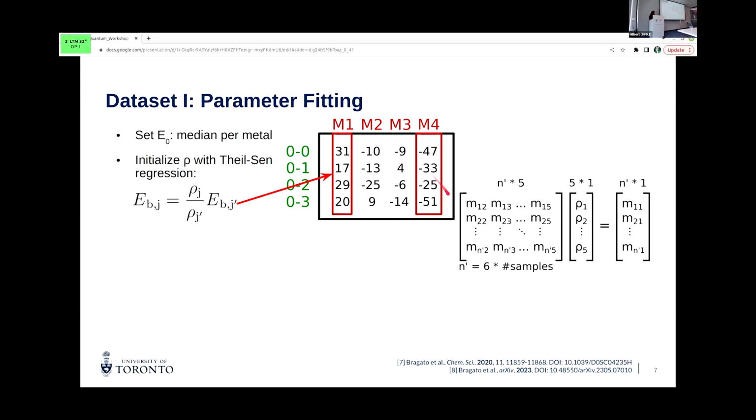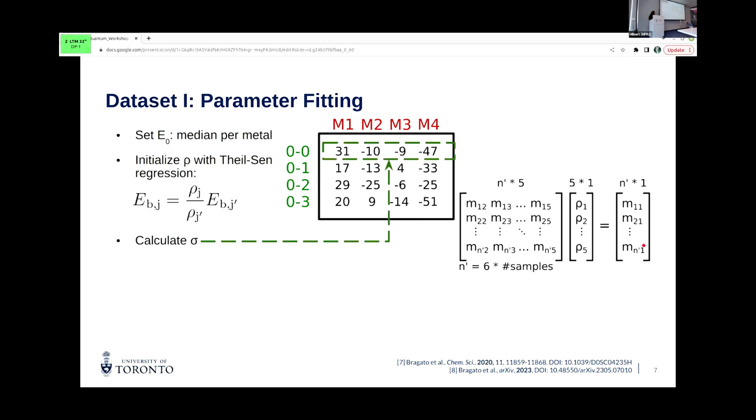At the end of the day, we're going to have a matrix of slopes with 6 columns, and we just solve that for rho. And to avoid trivial solutions, we just put one of the rhos as 1 as a reference. We move on to calculate the sigmas, which is simple enough because it's just each binding energy divided by rho. And then we can refine rho with a minimization problem using least squares.